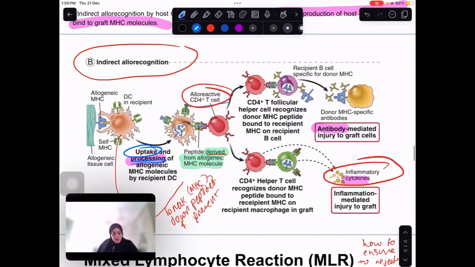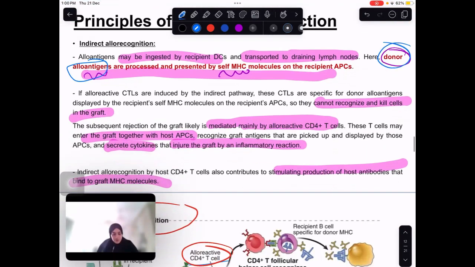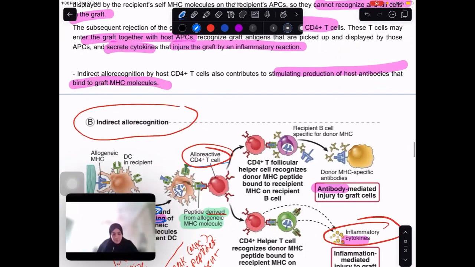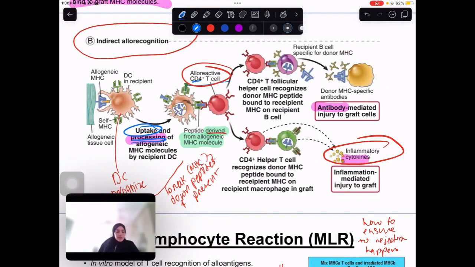Now, this is just explaining everything I have said. Again, once the CD4 is activated, what will it do? It will start to release inflammatory cytokines. It will start to activate the B cells, right? It will do many of these things.